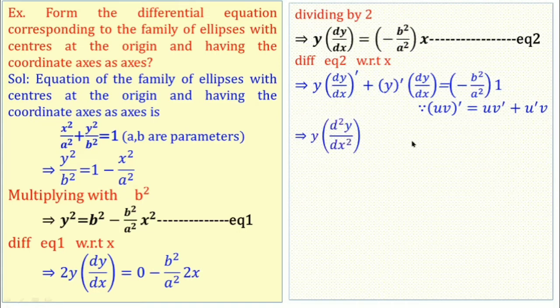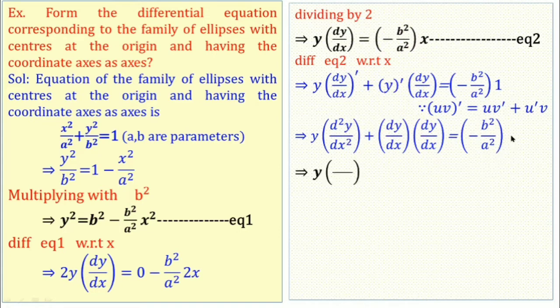Now so y into differentiation of the dy by dx. So we have to second time differentiate the y. That's why it becomes d square y by dx square, plus y dash means it is dy by dx, and we have already dy by dx is equal to 1 into something, we get something, minus b square by a square. Now so y into d square y by dx square plus this one becomes dy by dx whole square, and this one is as it is, minus b square by a square. It is equation 3.